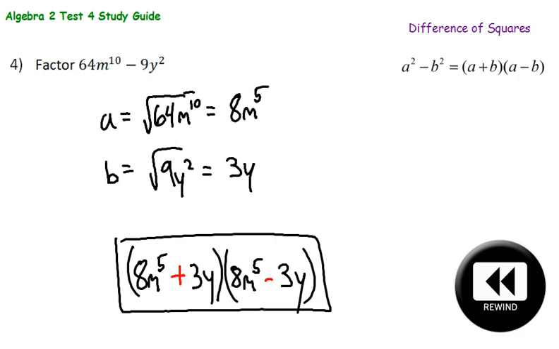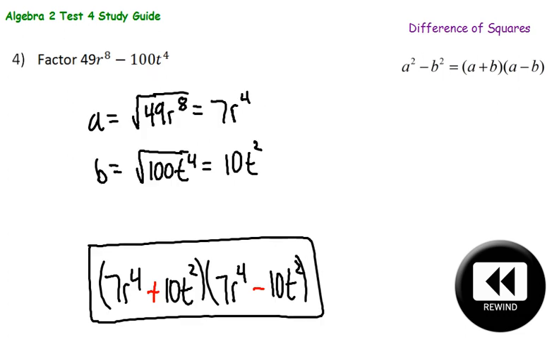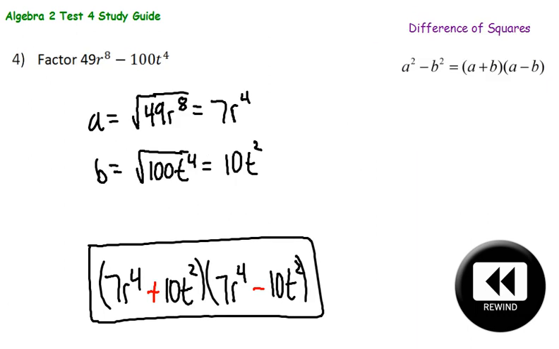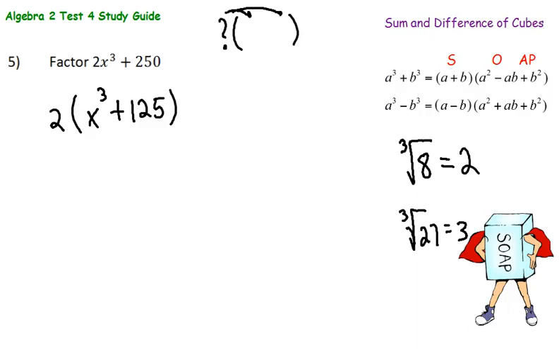Let's go back to look at this last one on number 4. You notice that there's not a number that goes into 64 and 9, so there was no greatest common factor. Not a number that goes into 49 and 100, right? So that's why on number 4 that wasn't an issue for us, is because there was no greatest common factor. On number 5, there is a greatest common factor.